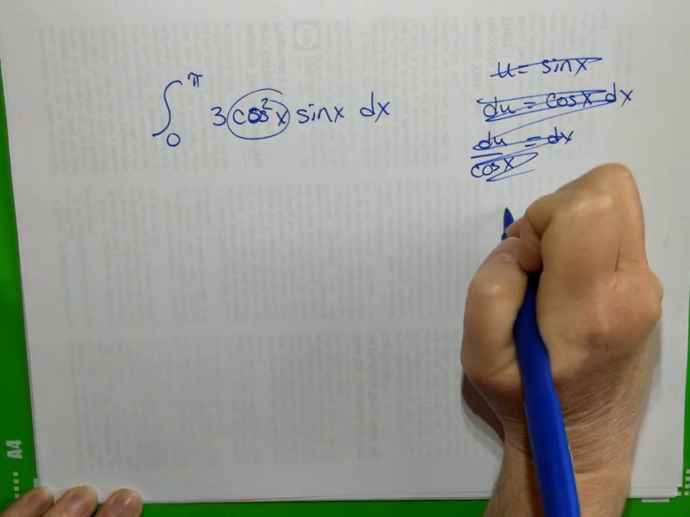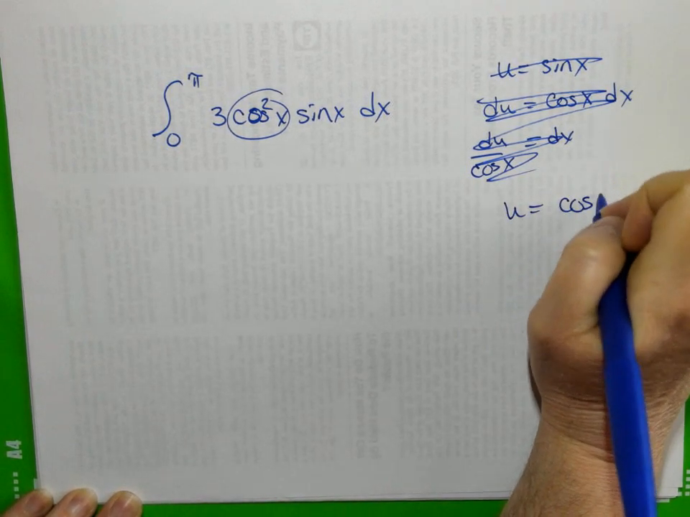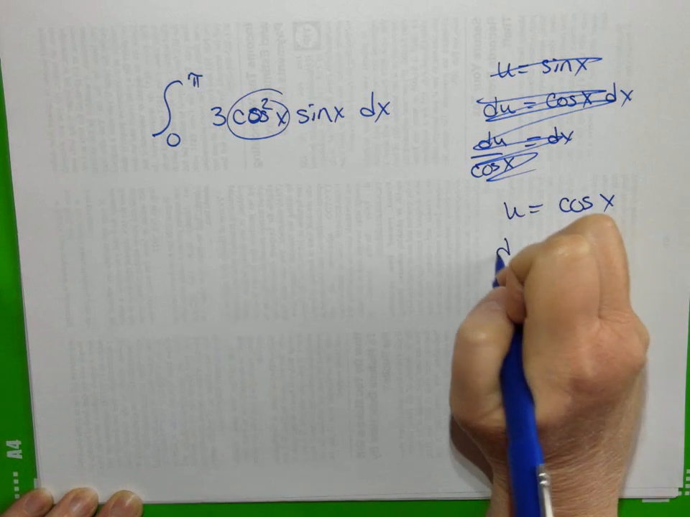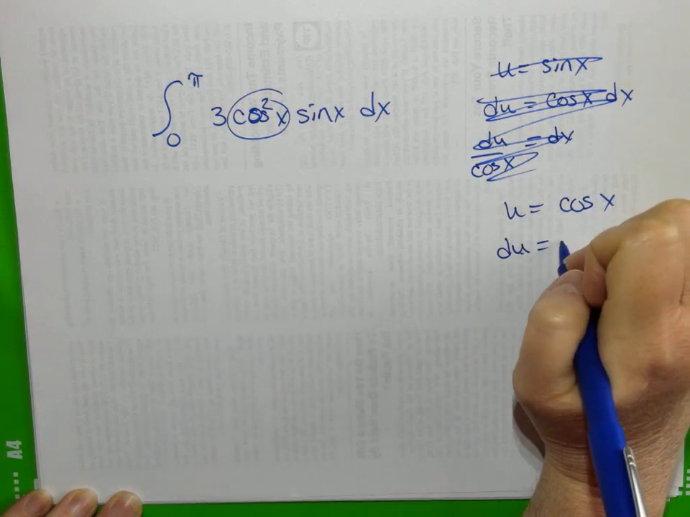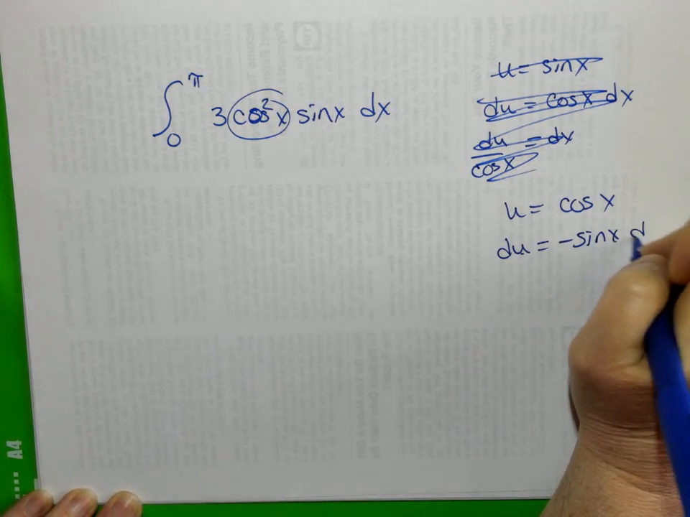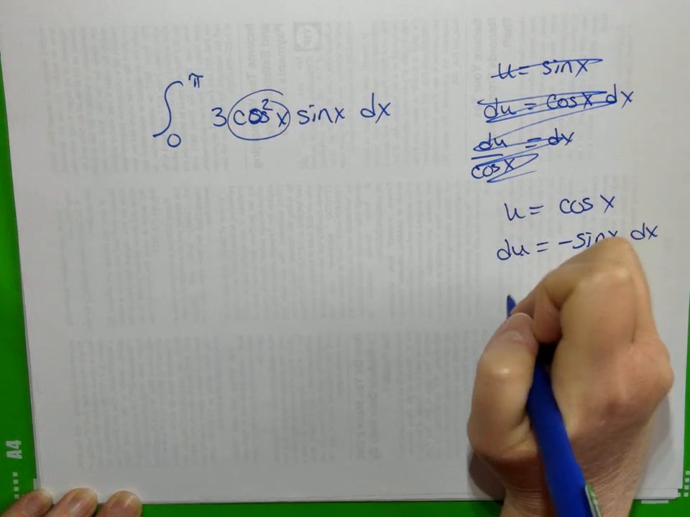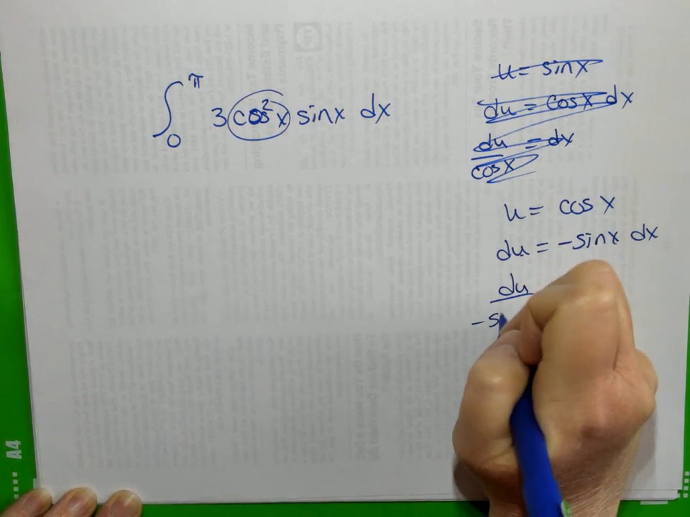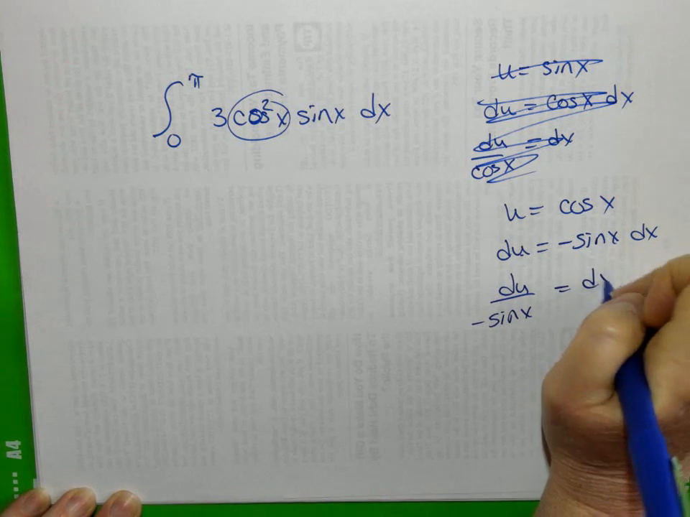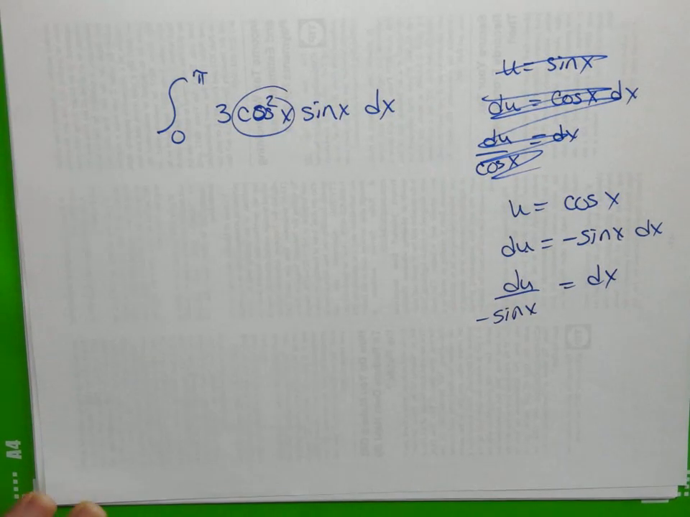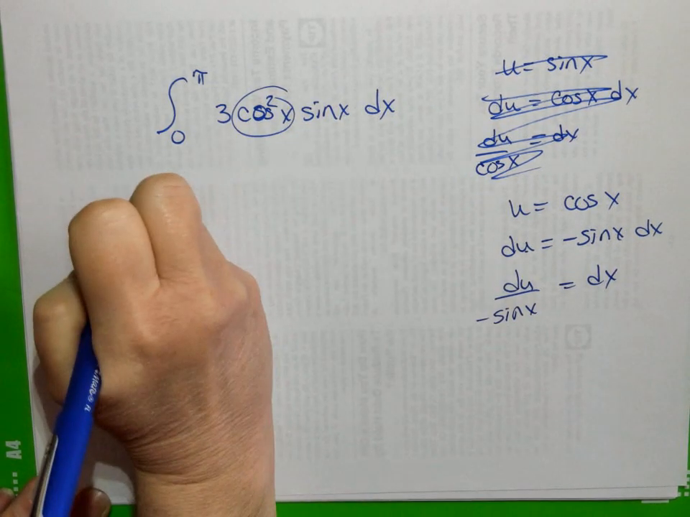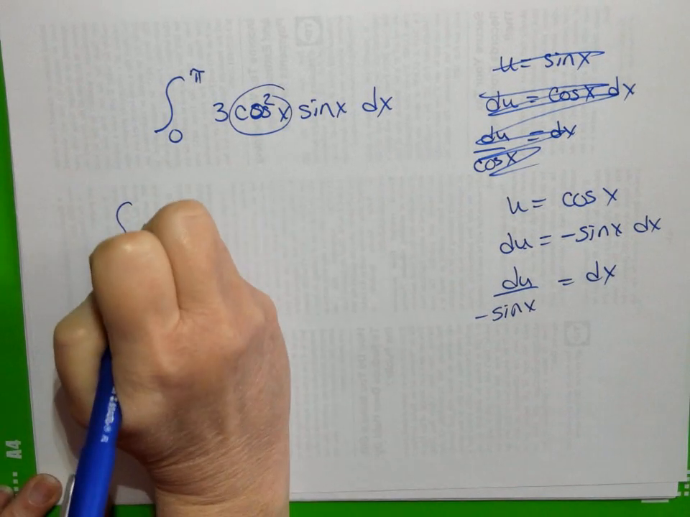Let's try this again. Let's say u is the cosine of x. Then du is negative sine x dx. Oh, I like this better. If I divide, I have du over negative sine x equals dx. That sine x goes away. That makes me feel much better. Okay, so now I have an integral. I don't know what my boundaries are yet.